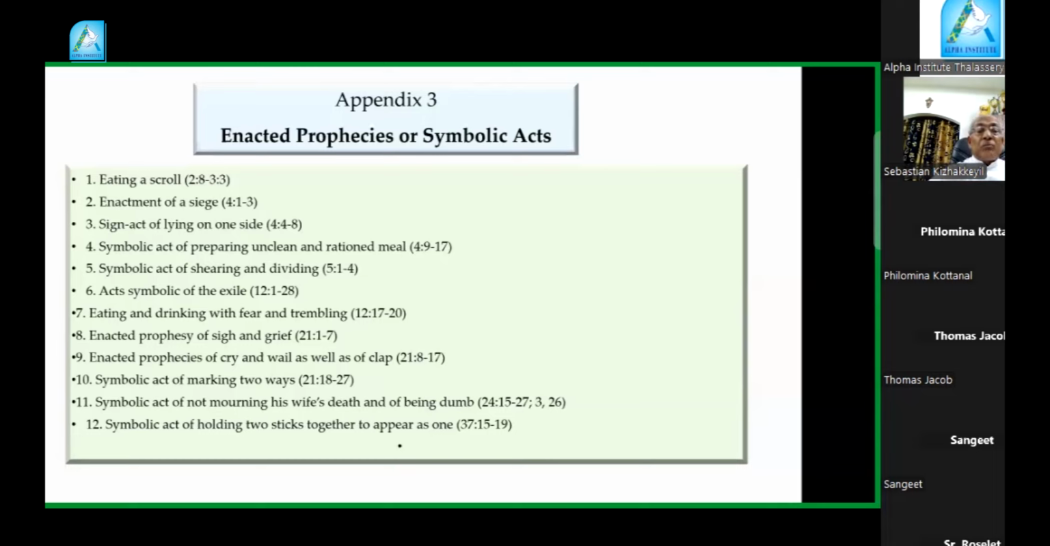Then there is the symbolic act of preparing unclean and rationed food. God is asking him to prepare unclean food and rationed food. That is, he has to collect some meager vegetables and make bread out of it. Not very good things, but very poor things. He collects poor things and makes a bread. And he's asked to cook it on human dung.